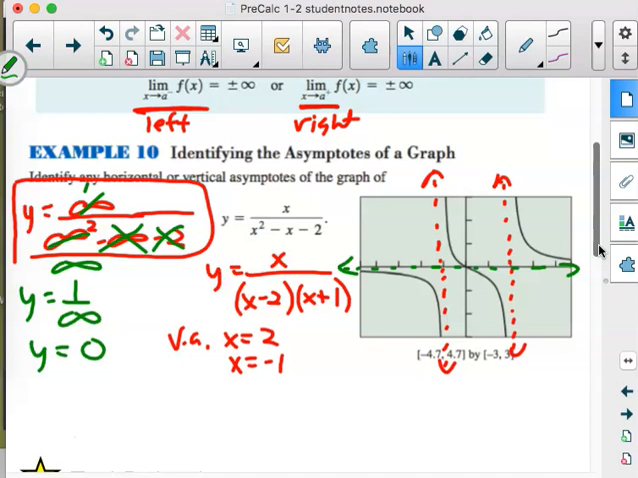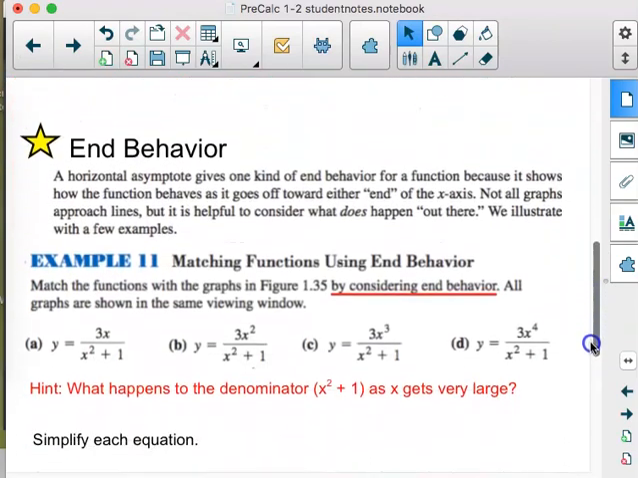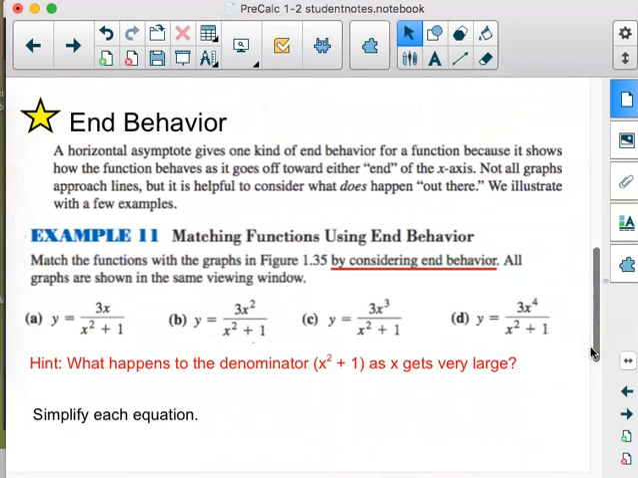And in this graph we see, oh yeah, look at the middle part, it crosses it. But the middle part is not what horizontal asymptotes are for. Horizontal asymptotes are for going to the right forever and going to the left forever. So our horizontal asymptote is doing exactly what it should do. Now the last piece has to do with end behavior, and that was our last objective. A horizontal asymptote gives one kind of end behavior for a function because it shows how the function behaves as it goes off in either one of the directions. So as it goes off towards either end of the x-axis.